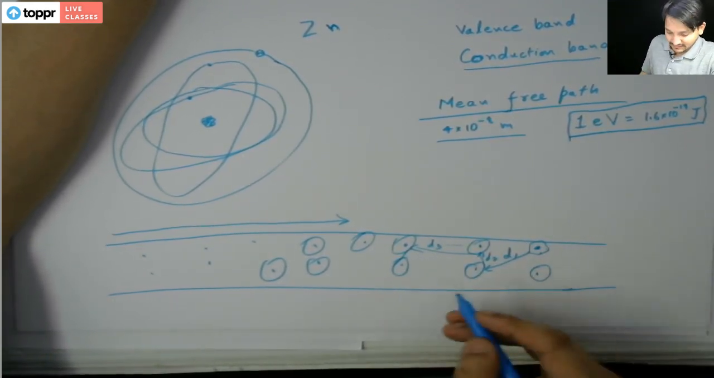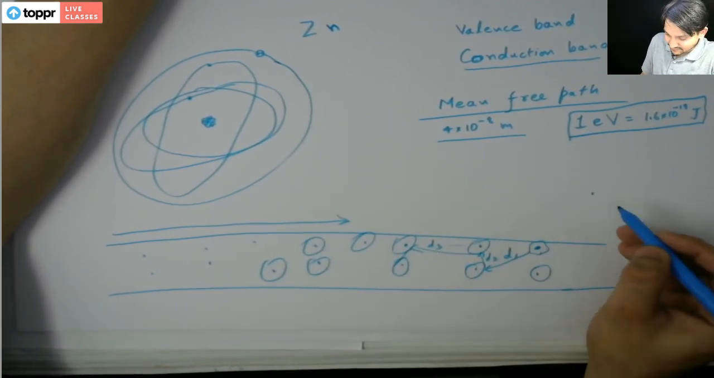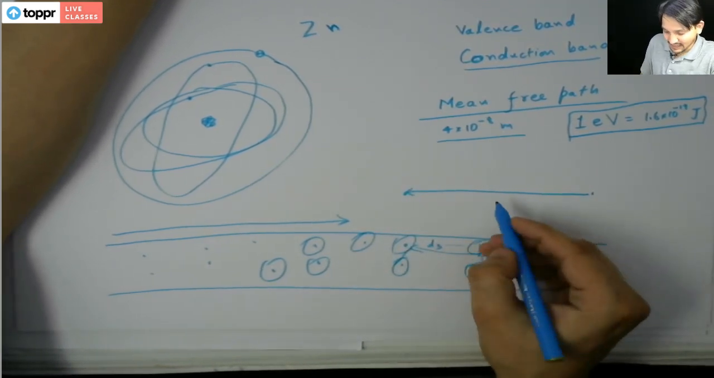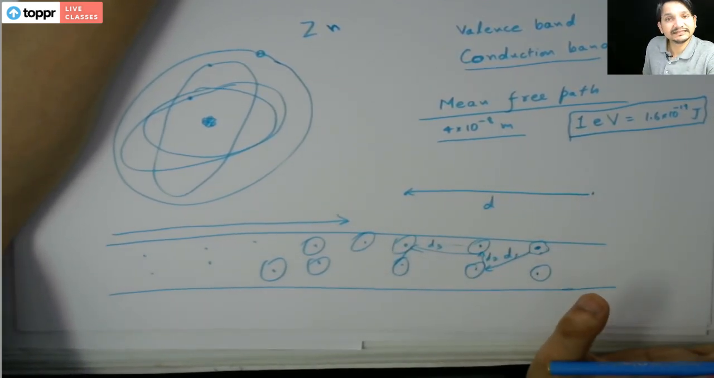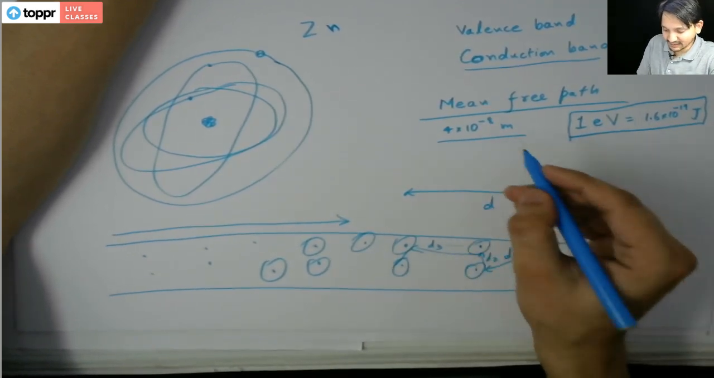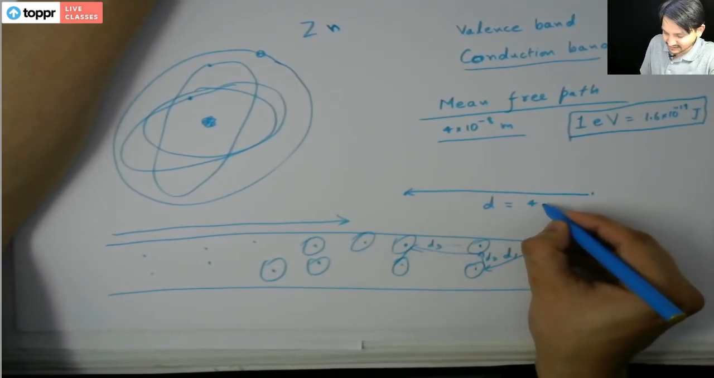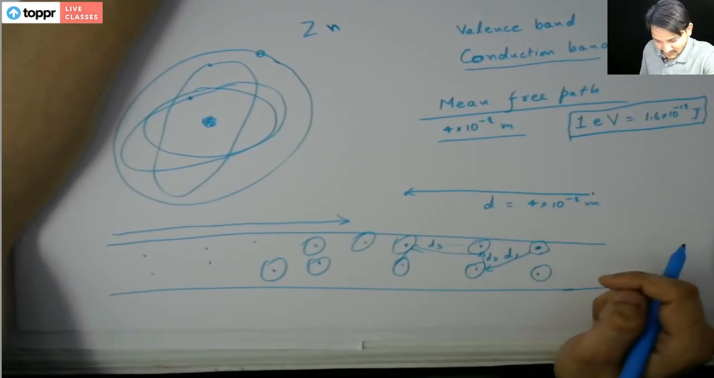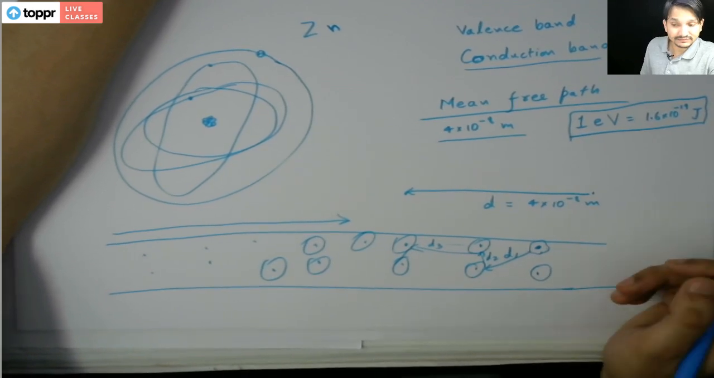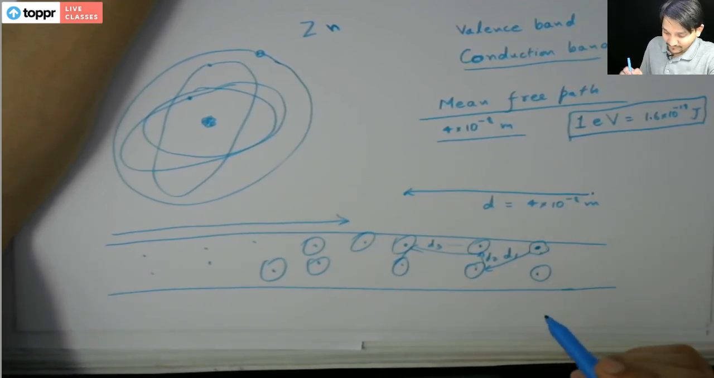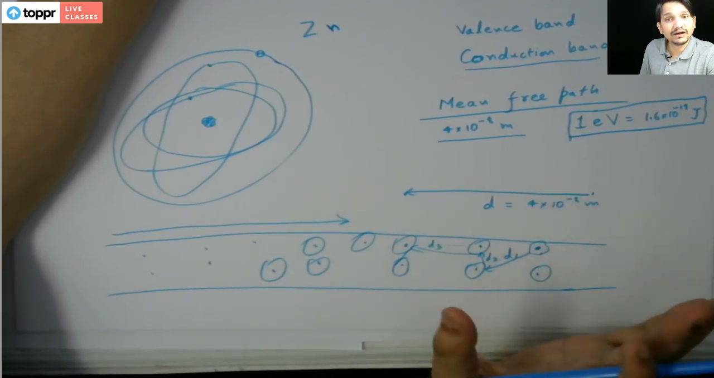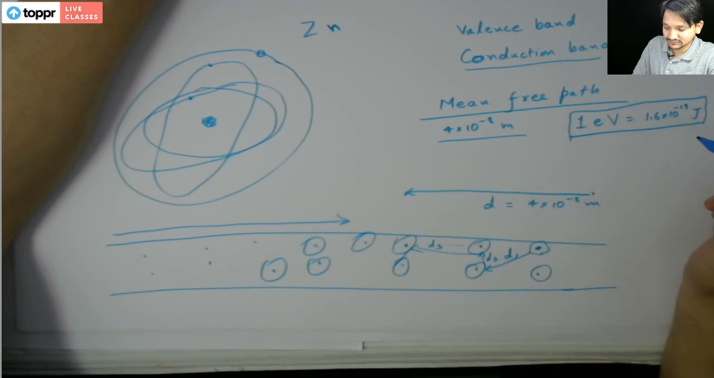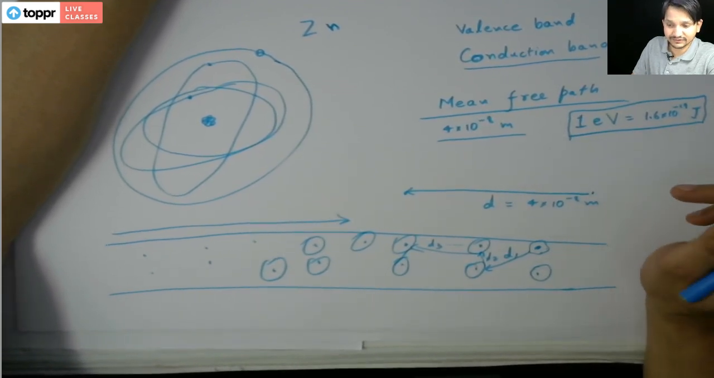The mean free path means the electron has started from one place and collides at another, and this mean free path is, suppose, d, and the value of d is given as 4 times 10 to the power minus 8 meter. And it is asked what amount of electric field is needed to give this electron an energy of 1 electron volt.